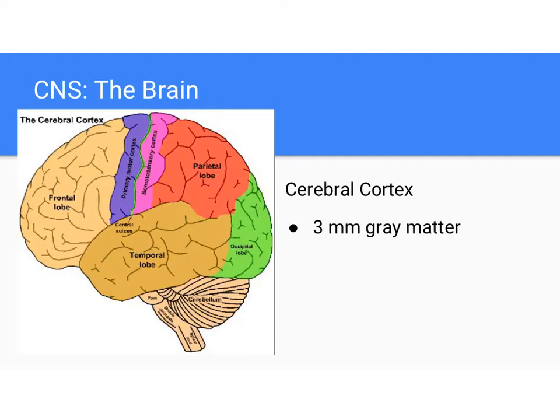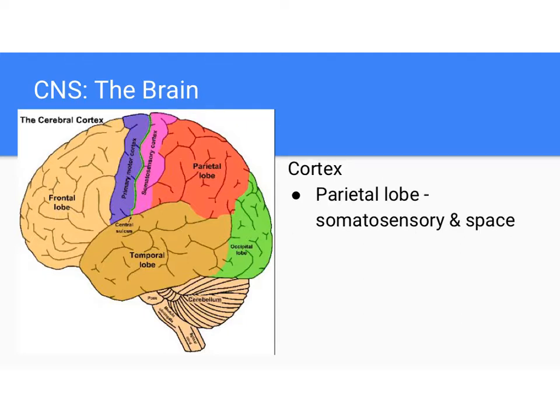It does look gray, and that has to do with the neurons that are there. It's really where neurons are talking to each other. So there's a lot of communication happening here in the cerebral cortex. And what we'll talk about next is our divisions of the cerebral cortex, because the locations have different functions as well.